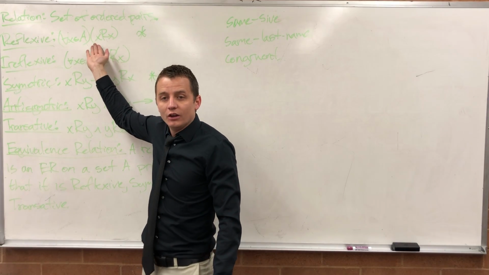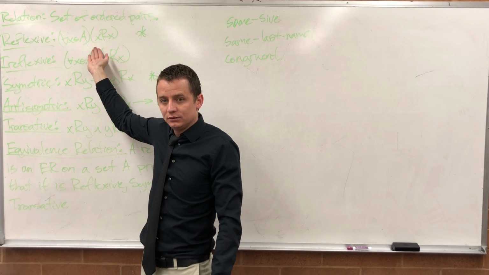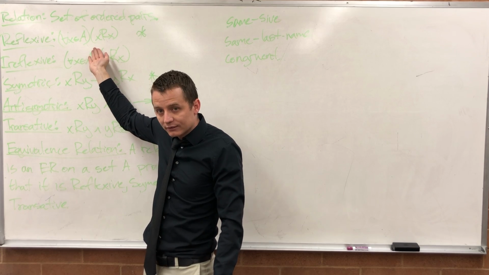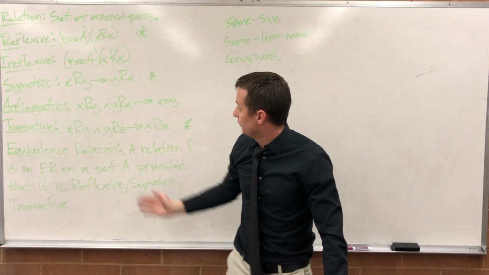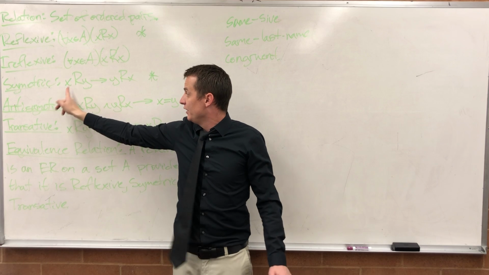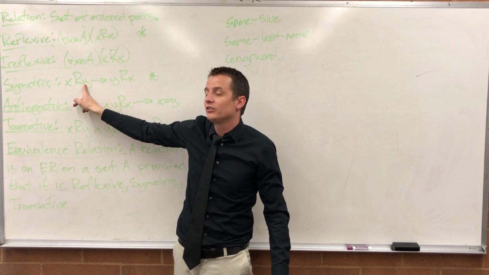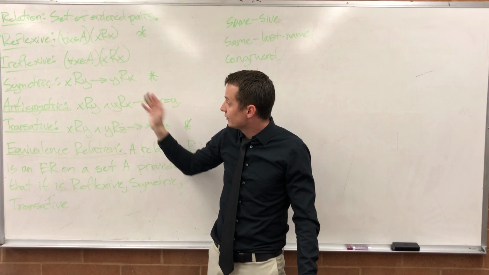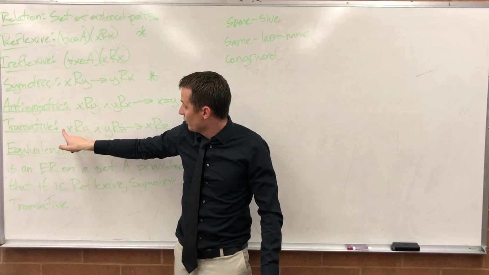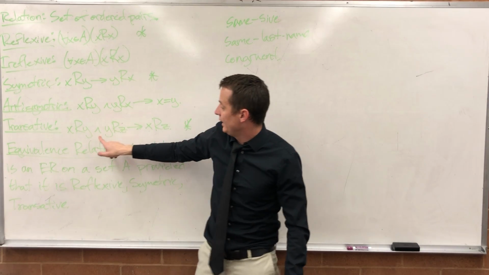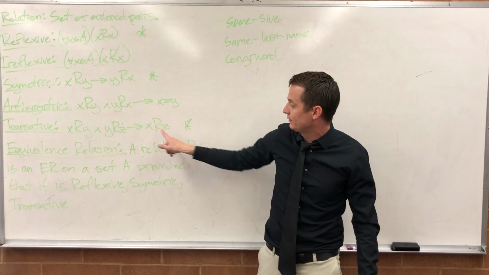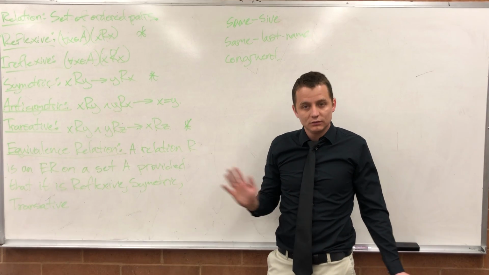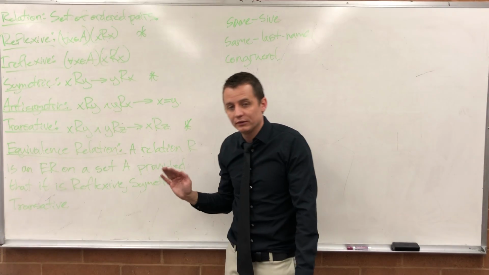Does every object have the same size as itself? Yes. So it's reflexive. Is it symmetric? If object X has the same size as object Y, does object Y have the same size as object X? Yes, so it's symmetric. If X is the same size as Y and Y is the same size as Z, is it the case that X is the same size as Z? Yes. Then it's now an equivalence relation.